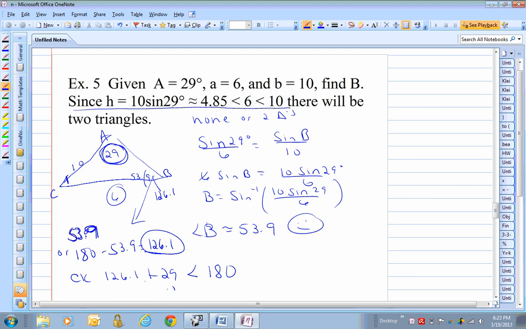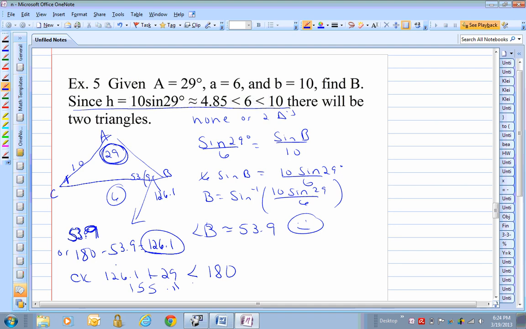Let's see, we would have 0.1, and 9 and 6 would be 5, carry 1. 5 and 2, 6, 7... Let's see, no, that's not right. 9, 5, carry 1. Yeah, 155. Yeah, that's right. So 155.1. And because 155.1 is less than 180, that still gives us an alternate angle for C.